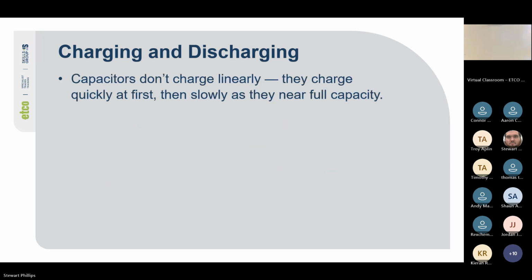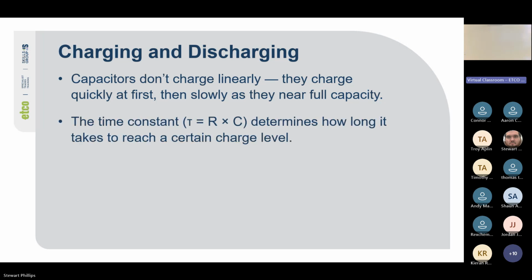So they don't charge linearly. They don't charge or discharge at a steady or linear rate. Instead, they charge quickly at first and then slow down as they get closer to full capacity. This charging pattern is described using something called a time constant, which we've talked about, which helps us calculate how long it takes to reach a certain charge level.